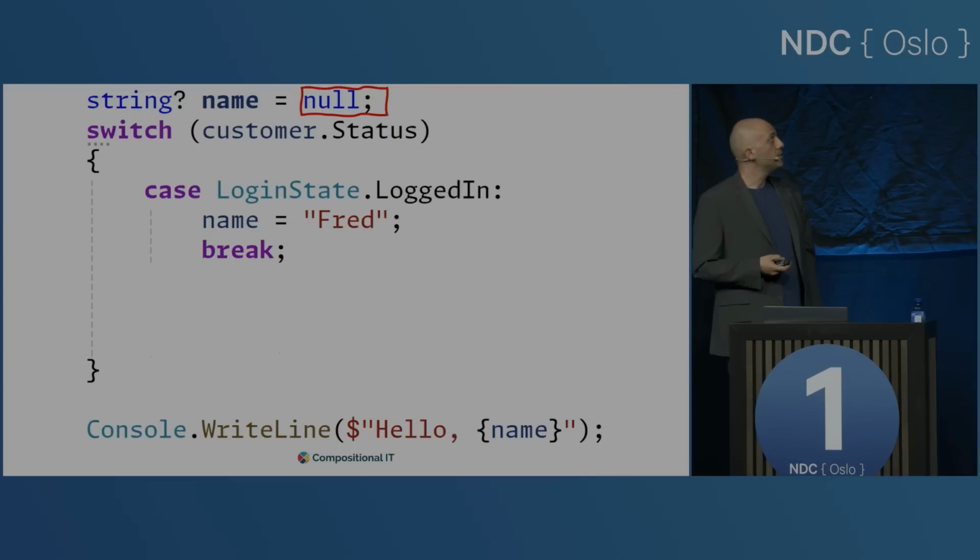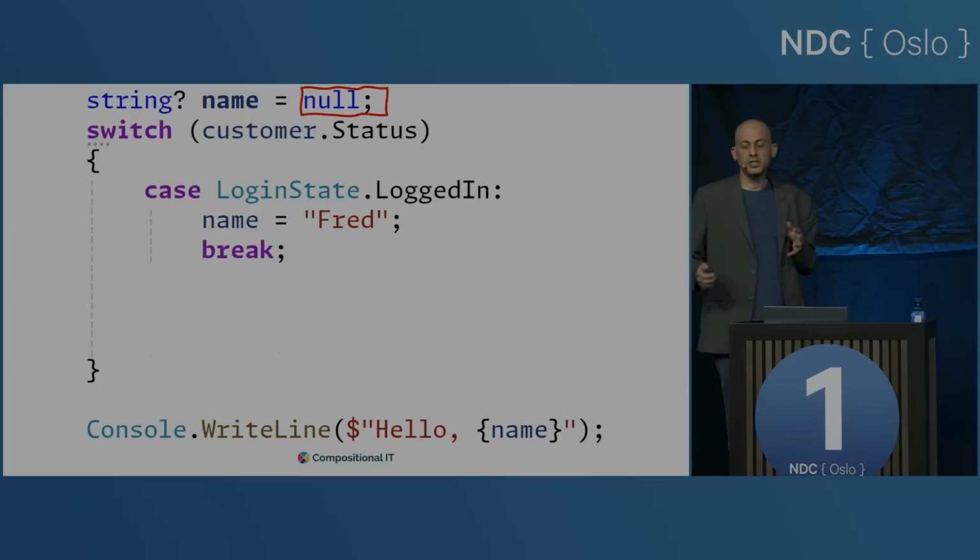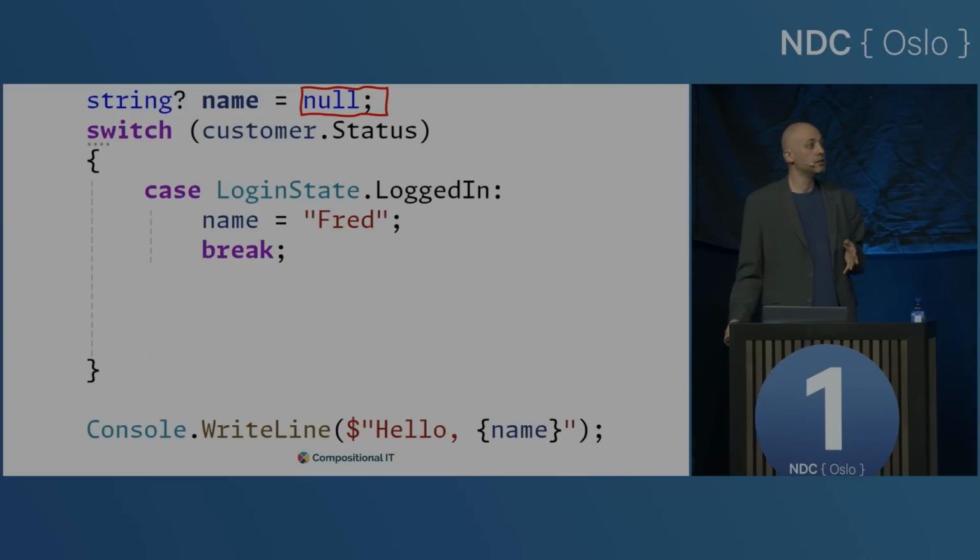Now, if we were to remove this branch, this code would still compile. The compiler has no idea that you're doing something wrong. You've missed out a branch, and it will just happily go ahead and print hello null. Now, the compiler may warn you that you've got this potential unassignment, but it will still compile. It's still going to work fine.